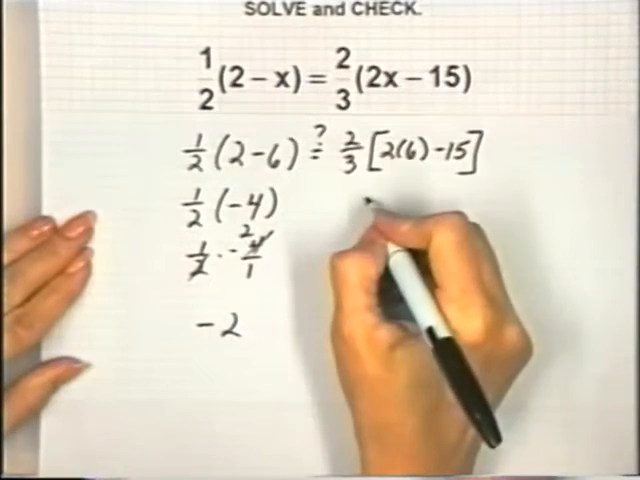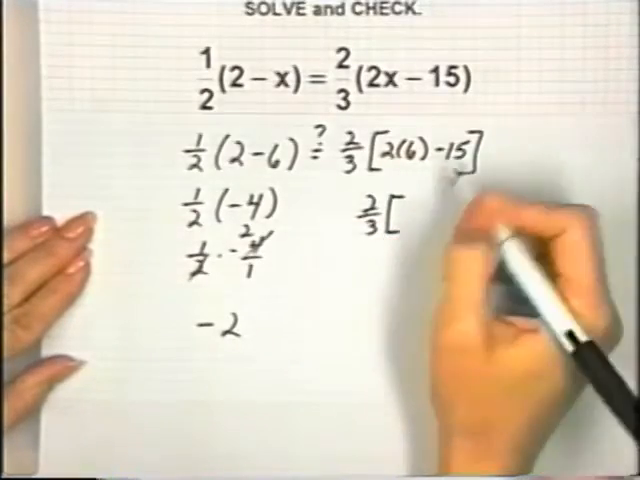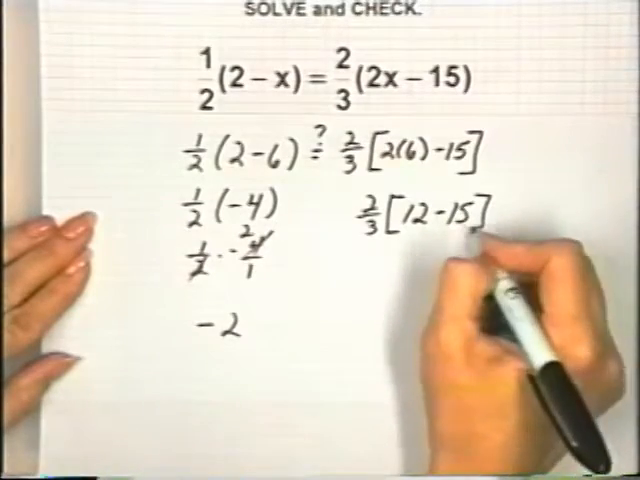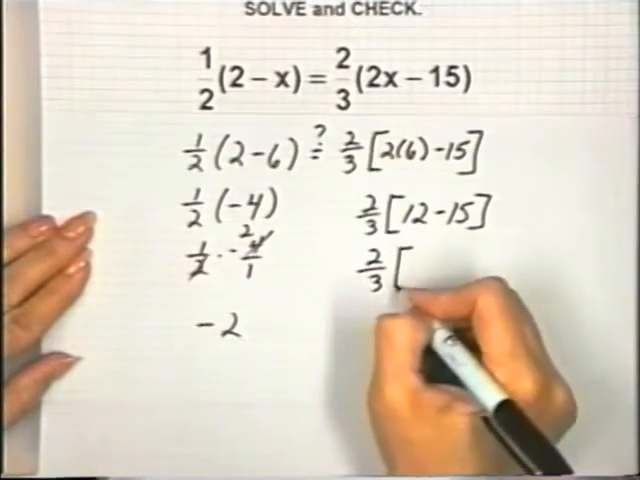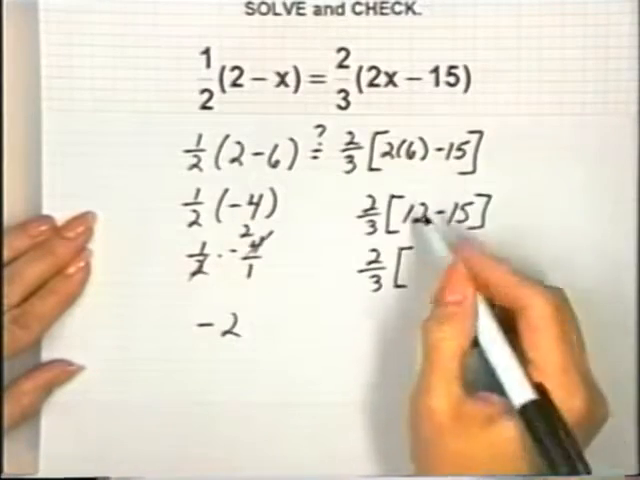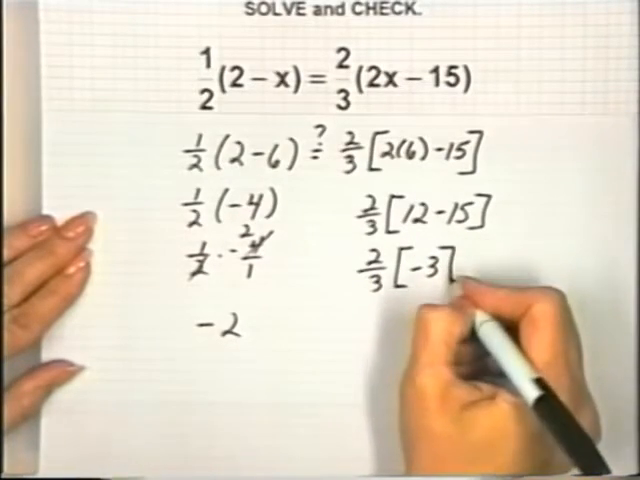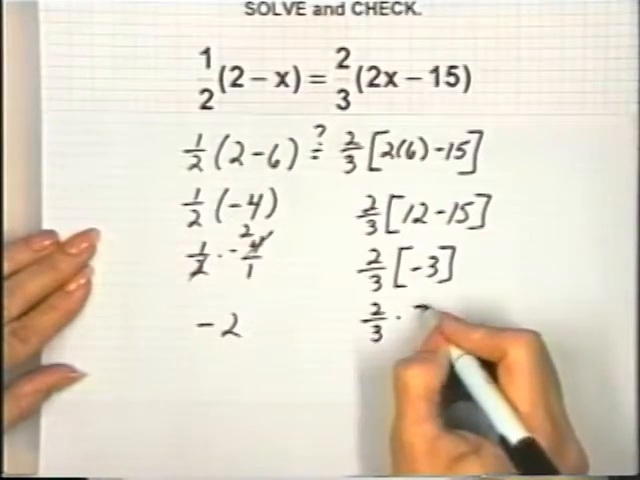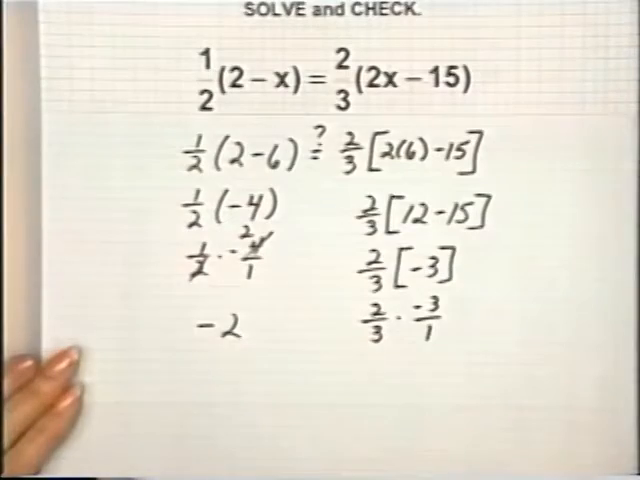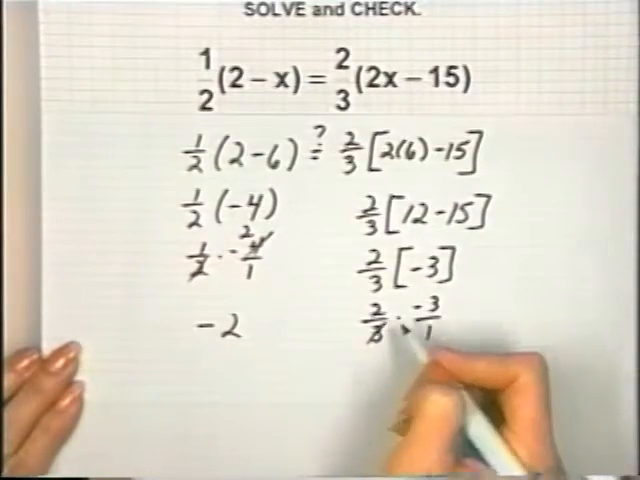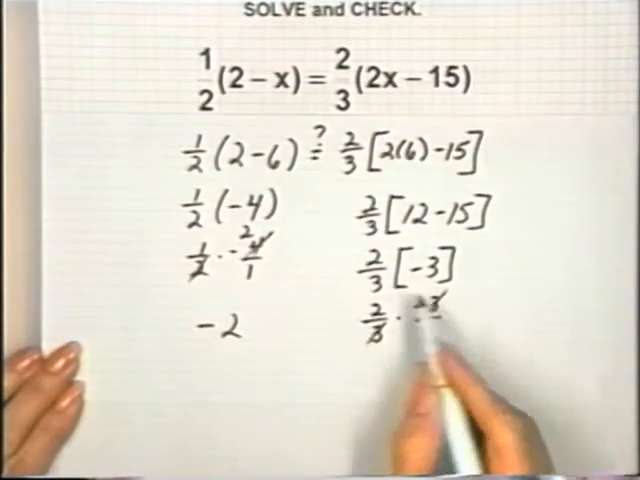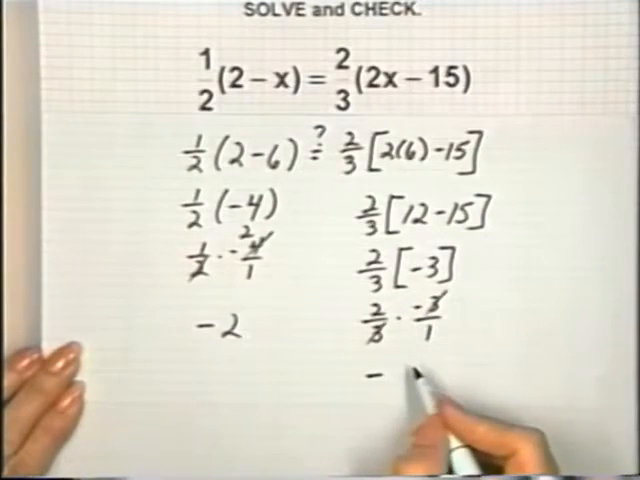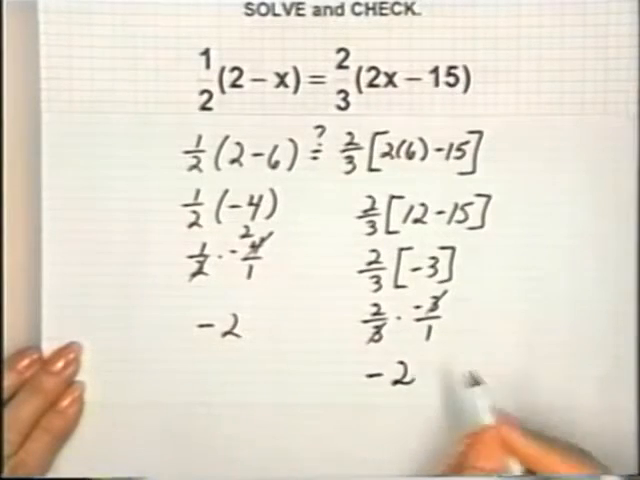On the right side, let's work what's in the brackets first. 2 times 6 is 12. Let's subtract the 15 from the 12. 12 subtract 15 gives me a negative 3. Let's multiply 2/3 times a negative 3. Write the 3 as 3 over 1. The 3 goes into 3 once. A positive times a negative gives me a negative. I am left with 2 times 1, or 2, over 1, which is 2.